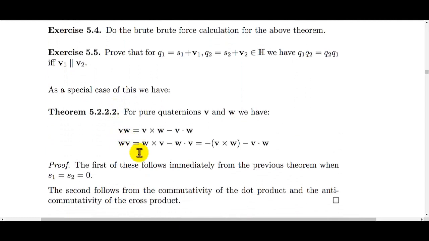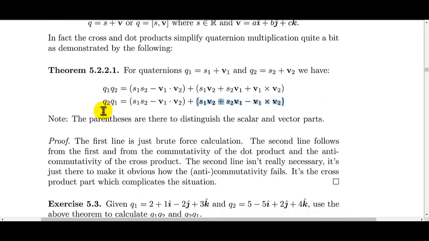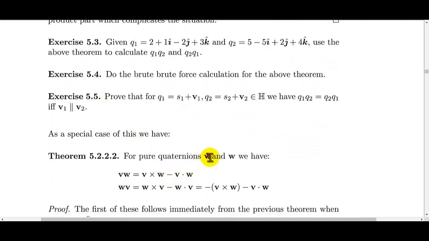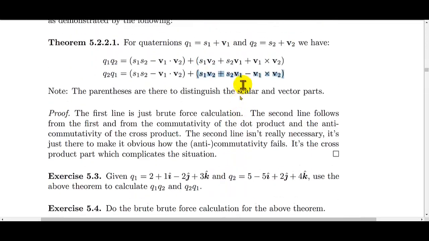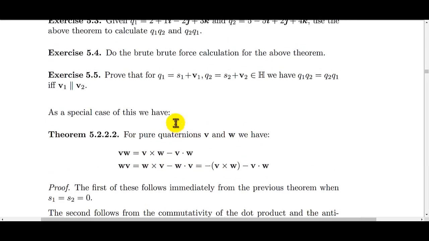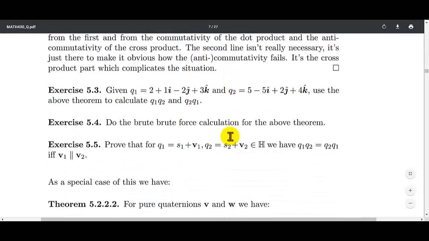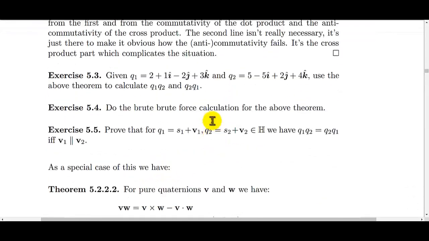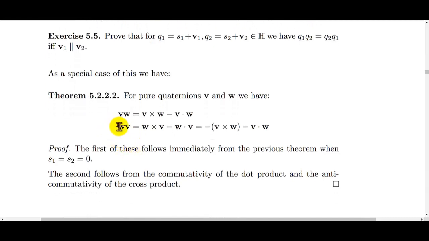We have also another theorem. Suppose we have pure quaternions B and W. So when we go to here again, we know that S1 for B is equal to 0 and S2 for W is equal to 0, and because B and W are pure quaternions, then we have here 0, 0 and 0, and then we have B cross product with W minus B dot product with W, and similar results we have for W times B.